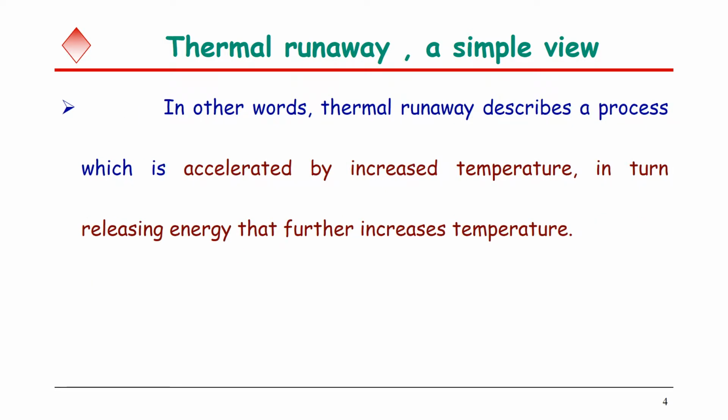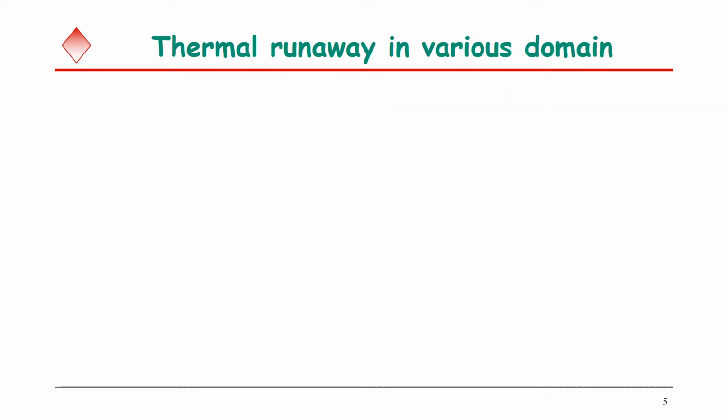Simply, we can say it is some process which is being accelerated by increase of temperature, which releases energy in the form of heat. This heat further increases the temperature. That is, it is a kind of uncontrolled positive feedback. Now, let us have a look into the domains wherever we can find thermal runaway.